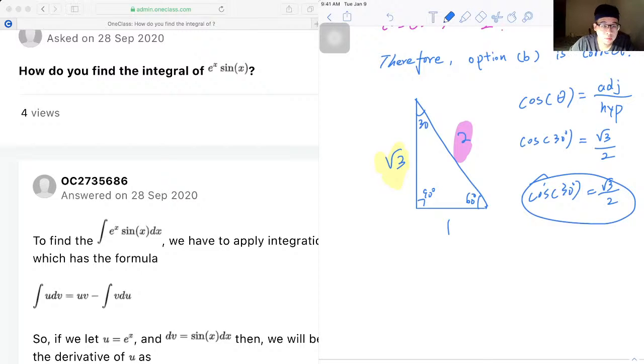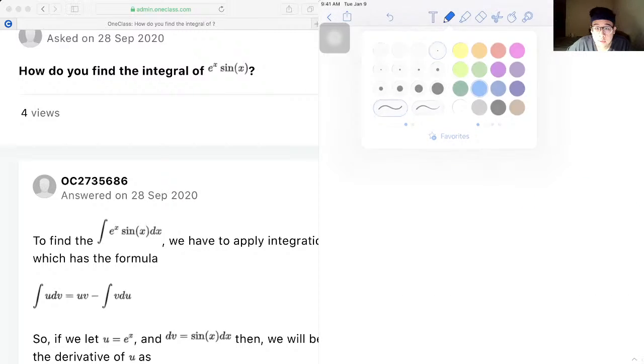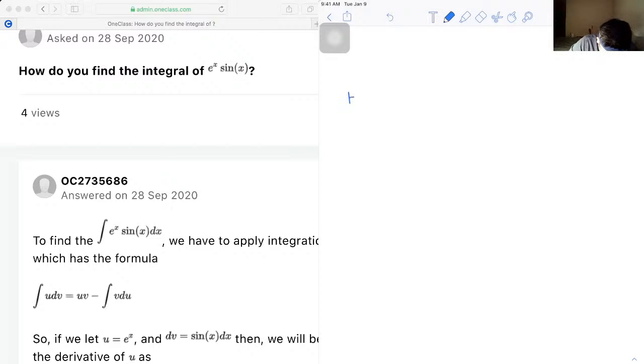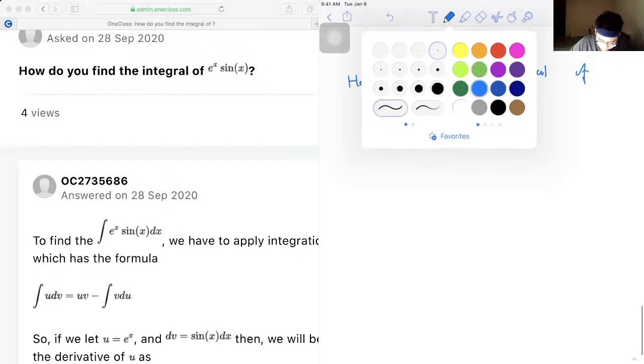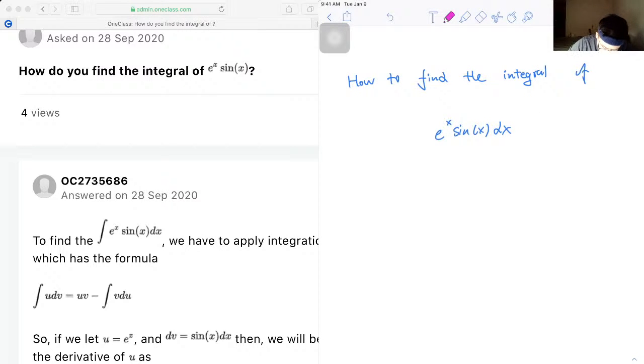Okay. So our next question is asking us how to find the integral of e to the exponent of x sine x dx. If we write that in mathematical symbols, that will be the integral of e^x sine x dx.